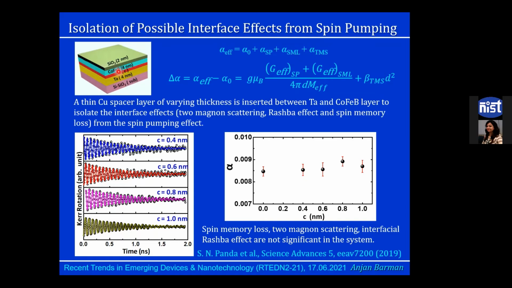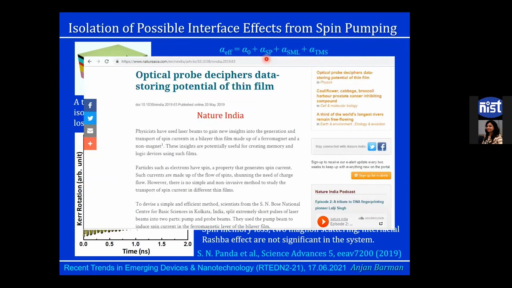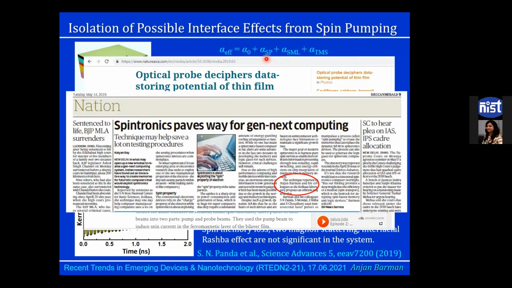But if there were some defect-mediated two-magnon scattering, then as we increase the copper layer thickness, that would reduce. Or if there were some spin memory loss, that would also reduce. But in our case, we see that alpha does not vary at all with copper layer thickness, which shows clearly that there is no effect from the spin memory loss and two-magnon scattering, and only the spin pumping effect is present here. And this was appreciated by Nature India and Deccan Herald and so on.